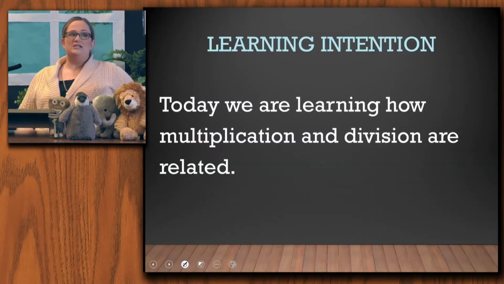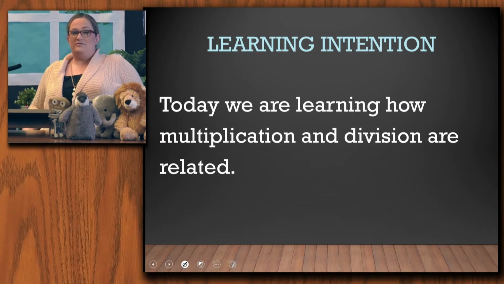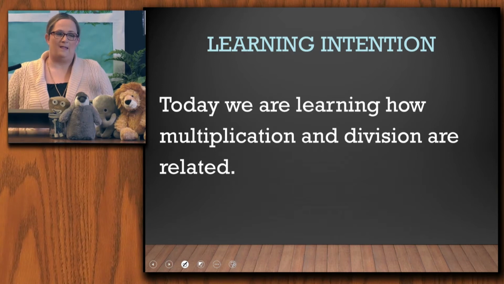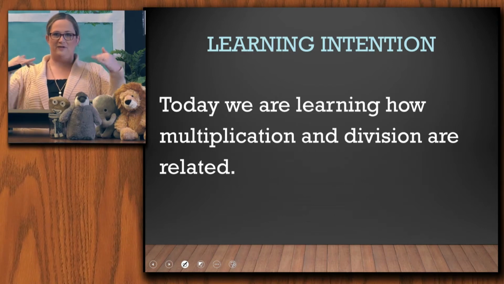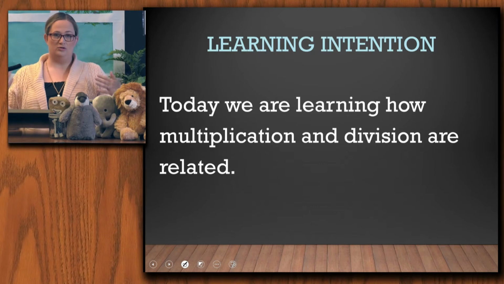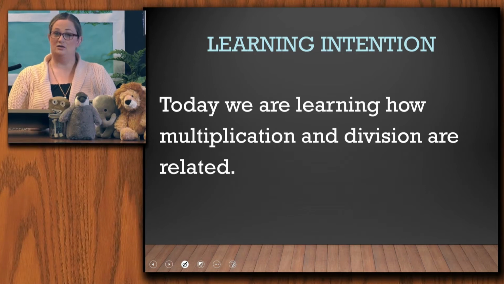All right. Today we're learning how multiplication and division are related. Who remembers? Pebble, do you remember? Yeah. When we multiply, we have two factors and it equals a product. We divide, we have a total divided by number of groups equals how many in each group, which is the quotient.